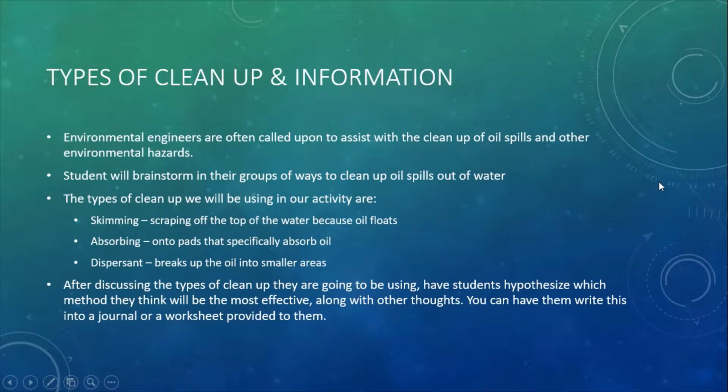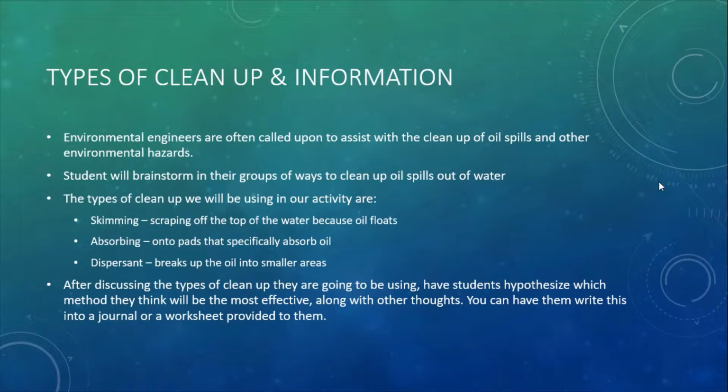And this is going to cover our types of cleanup that we're going to use in the activity, and then just a little background information. So the three types of cleanup that we're going to use in the activity are going to be skimming, absorbing, and dispersant. And basically, you're just going to want to preview those terms with your students because most of them probably won't know what some of those mean. And it's a good thing to go over the vocabulary that you're going to be talking about when you do activities or other lessons.